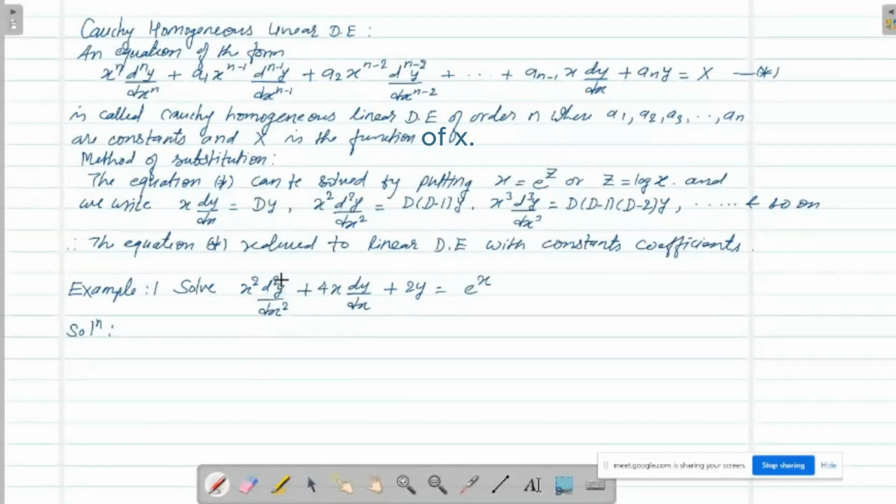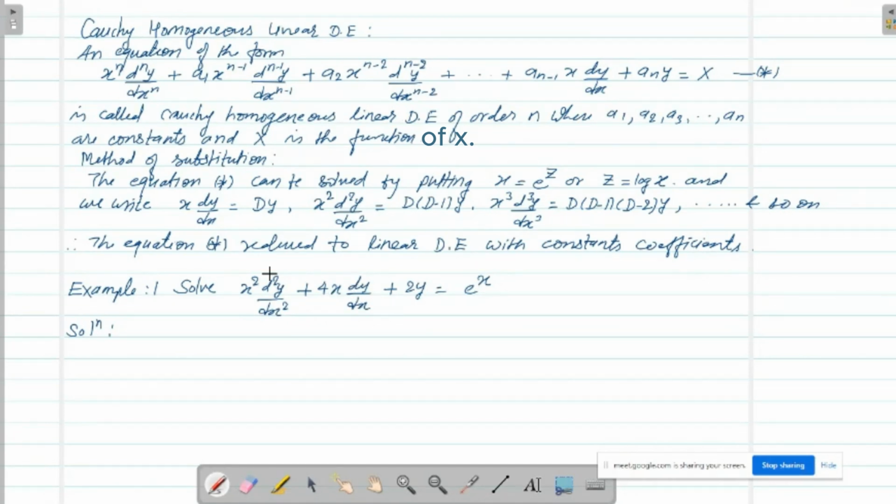Why is this so? Because there is a second order derivative and a polynomial of order 2 is present over here. And this is the first order derivative and a polynomial of order 1 is present over here. And y is the constant term or last term. And the right hand side is e raised to x. So this is the Cauchy homogeneous linear differential equation.